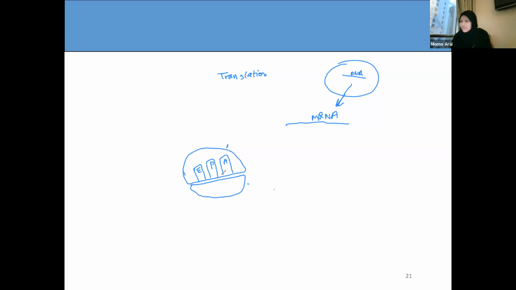Doesn't the small one have those sites? Oh no, it's mainly part of the large ribosomal unit, because the small ribosomal unit is important for something else, which I'll say right now.